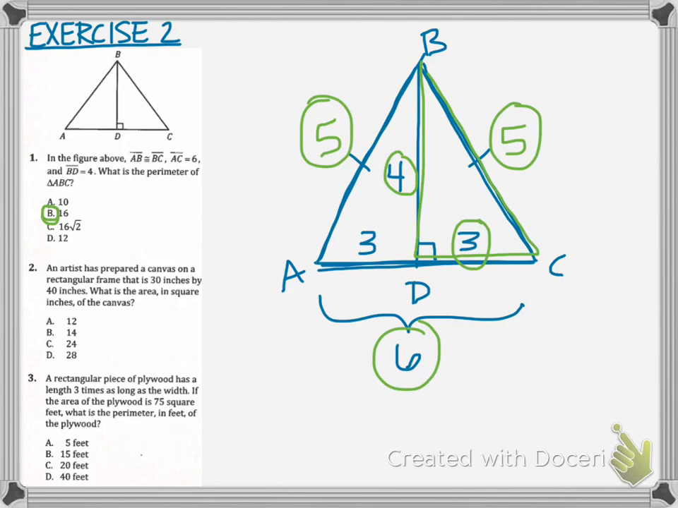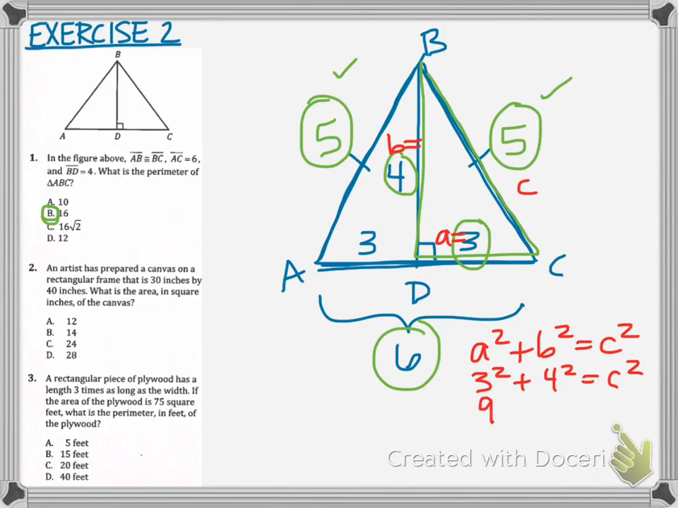Now if you forgot about this triple, you would want to use Pythagorean theorem with the 3 and the 4. So your A would be 3, your B would be 4, and we don't know C. So we would write down our Pythagorean theorem. We're going to put in the numbers we know. A is 3, B is 4, 3 squared is 9, 4 squared is 16, 9 plus 16 is 25.